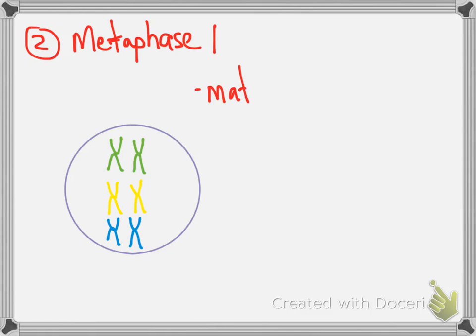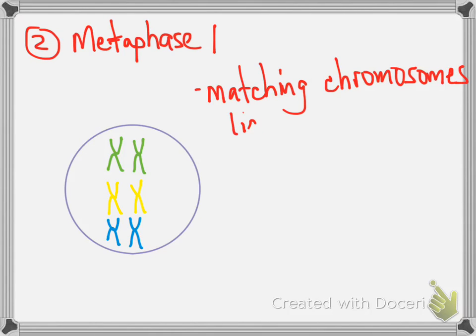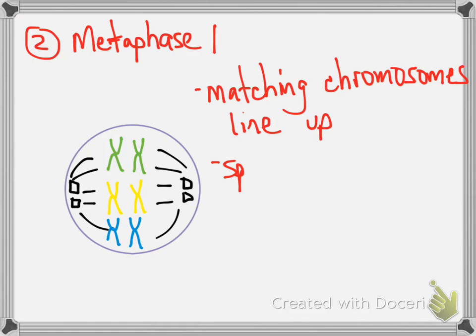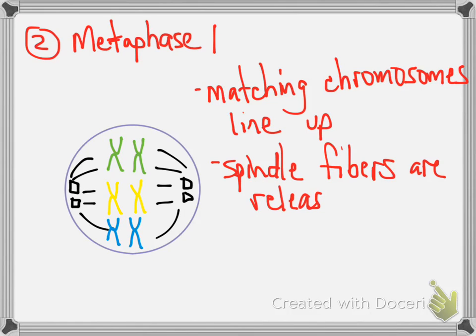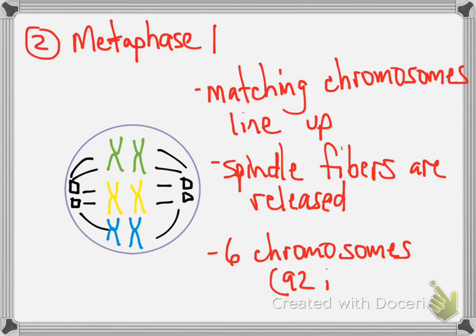Moving on to the second stage would be metaphase 1, and in metaphase there's actually a matching chromosome, and so they pair up next to each other right down the middle of the cell, just like in regular metaphase, but instead of a single line, there's like a double line. So the 2 green chromosomes line up next to each other, the 2 yellow ones, the 2 blue ones. So do the same thing in your diagram, where you have matching chromosomes lining up next to each other, running down the middle of the cell.